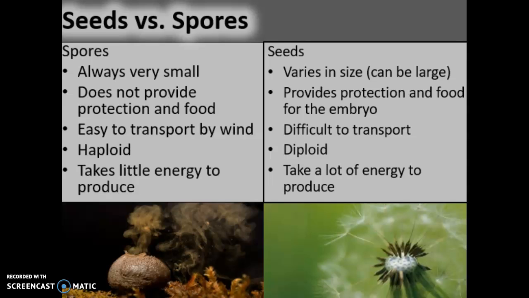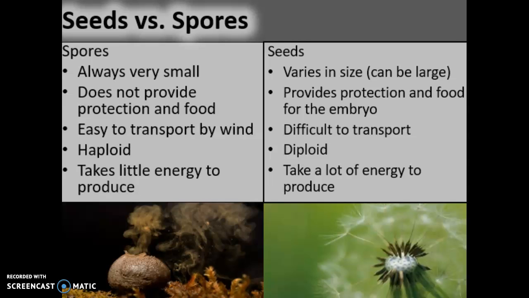Because mosses and ferns both rely on spores for reproduction, whereas gymnosperms mark the beginning of a transition for plants where we're no longer relying on spores, we're instead relying on seeds. So some characteristics of spores: spores are always very small. They're usually just a single cell. They don't provide any protection or food for that young plant. However, being super small does mean that you're easily transported by wind. So the dispersal of spores, like spreading away from the parent plant to minimize competition, is not a problem.